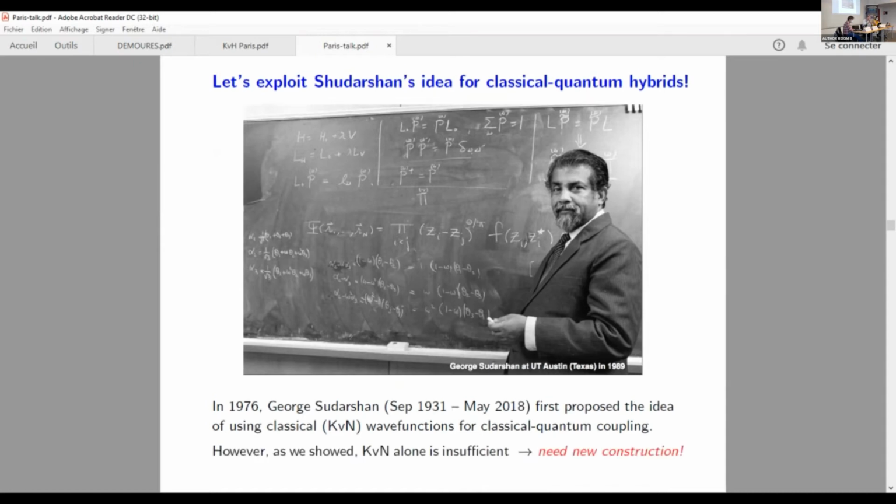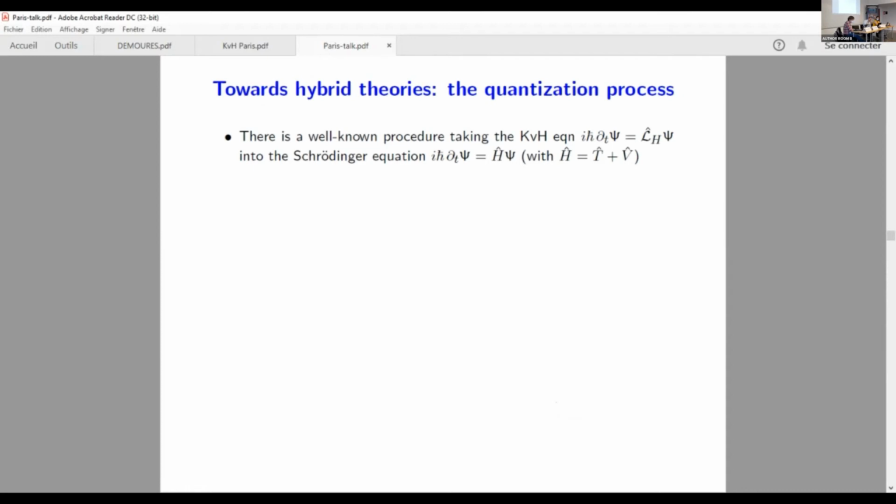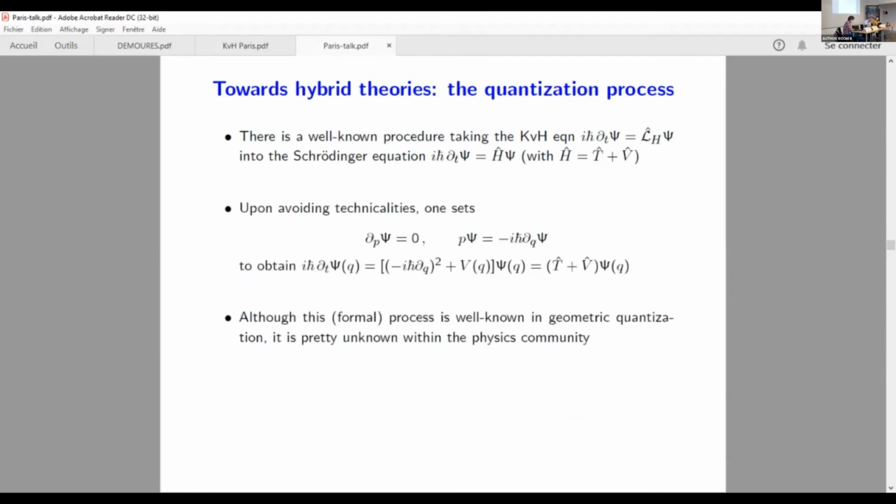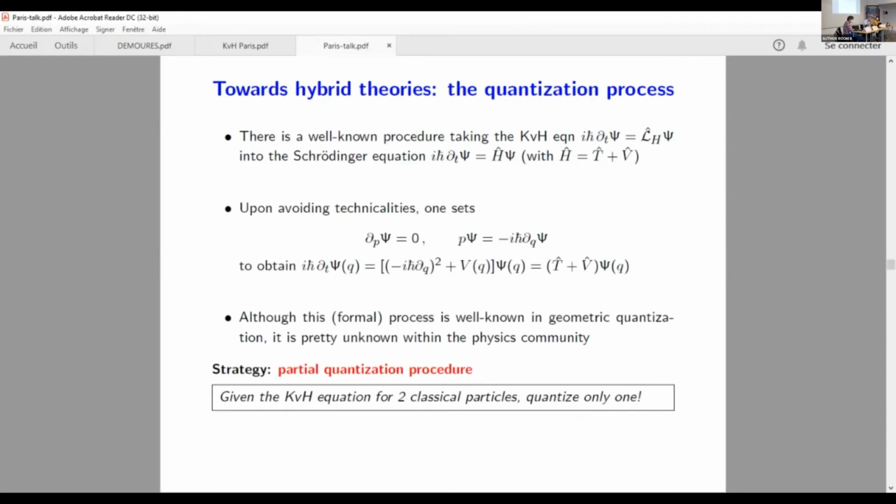So the idea is very simple. We have a quantum wave function. We have a classical wave function. Let's take the tensor product. Sudarshan proposed KVN. We do it with KVH. François already explained how it works, so I will not go through the details. As he said, we start with two classical particles and we quantize only one. Notice that this somehow avoids entering the long-standing problem of how you take the classical limit, because usually people do the other way around. You start fully quantum, and you take the classical limit on one of the particles. And this classical limit on one of the particles is actually a source of problems.